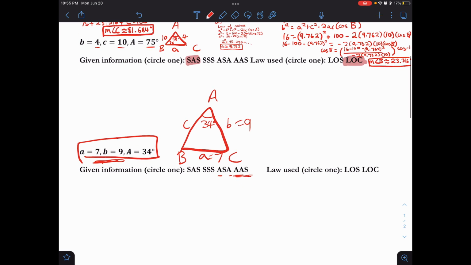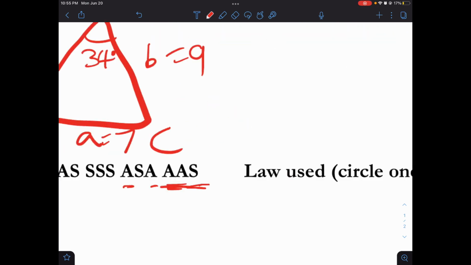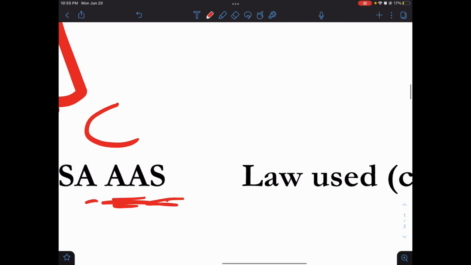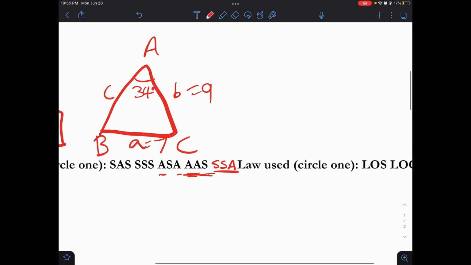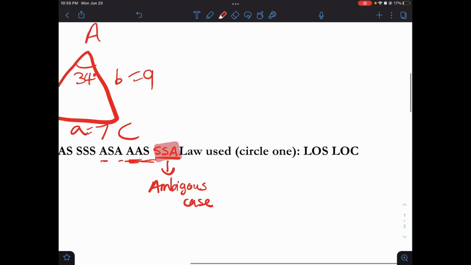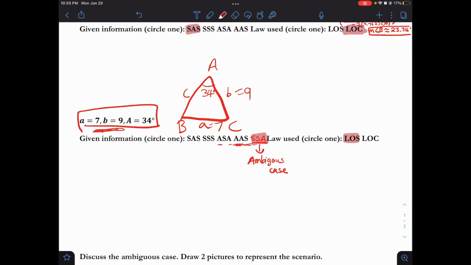So given this information, what are we going to use? I see how you made space for us to add our own. So this is going to be SSA, which is going to be the ambiguous case. And if it's SSA right here, we still use the law of sines. It works a little differently.